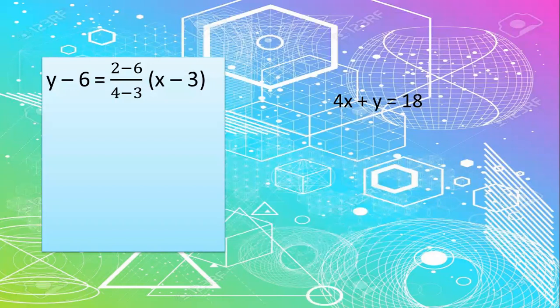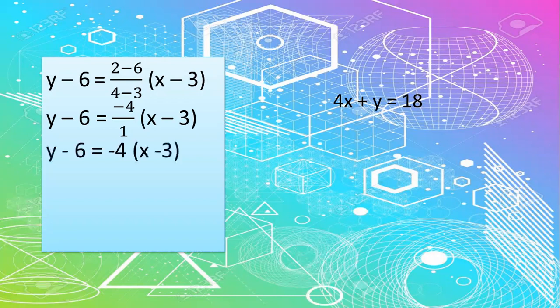So meron po tayong mabubuo na y minus 6 is equal to 2 minus 6 all over 4 minus 3 multiplied by x minus 3. Okay po. And next, 2 minus 6 is simply negative 4. 4 minus 3 is simply positive 1. Then rewrite the other parts na lang po. So, pag sinimplify natin si negative 4 over 1, that is simply negative 4.